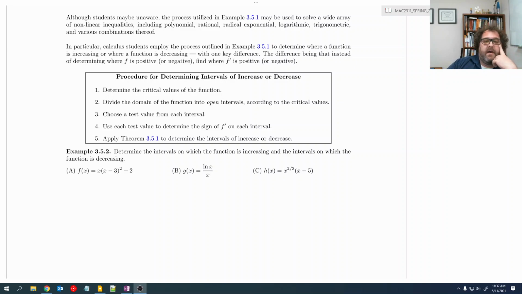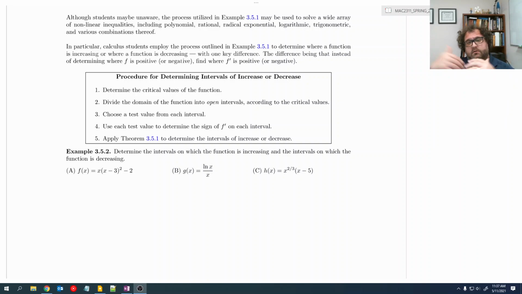All right, so welcome back. In the last video, we talked about the definitions of increasing and decreasing, and then we also did a quick algebra refresher about how to solve a nonlinear inequality. So that brings us now to calculus. With that review under our belt, we now have a process to figure out where a function is increasing or decreasing.